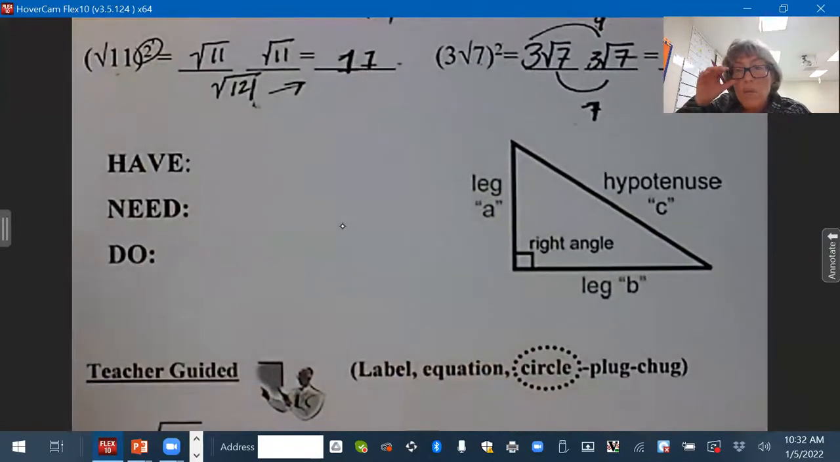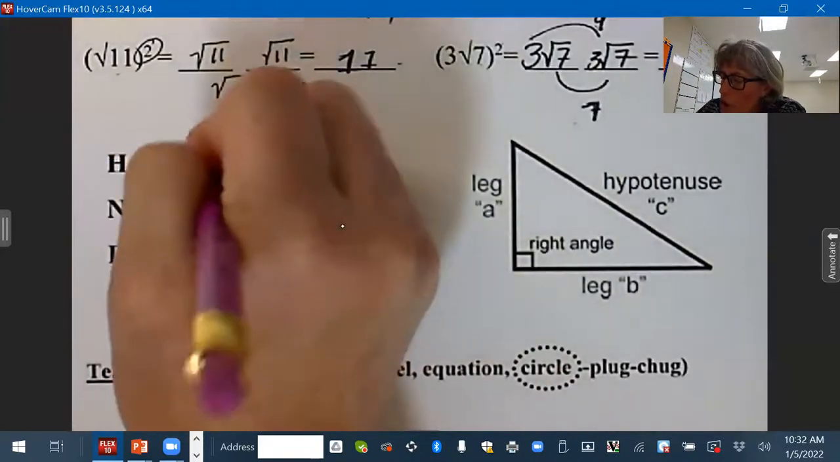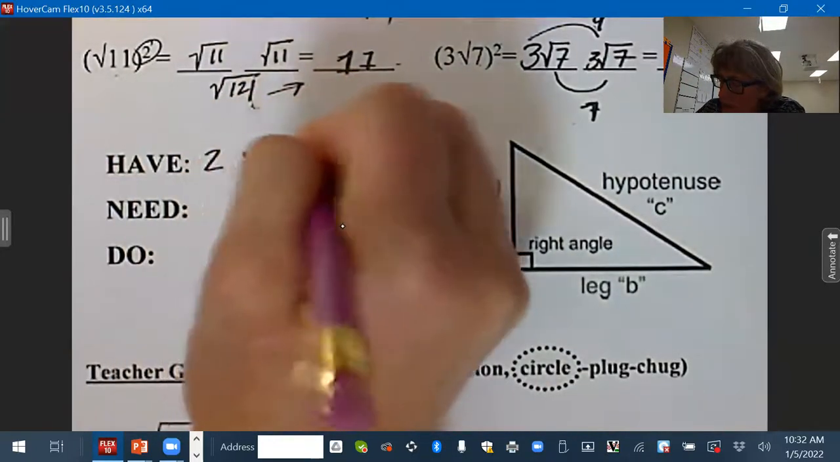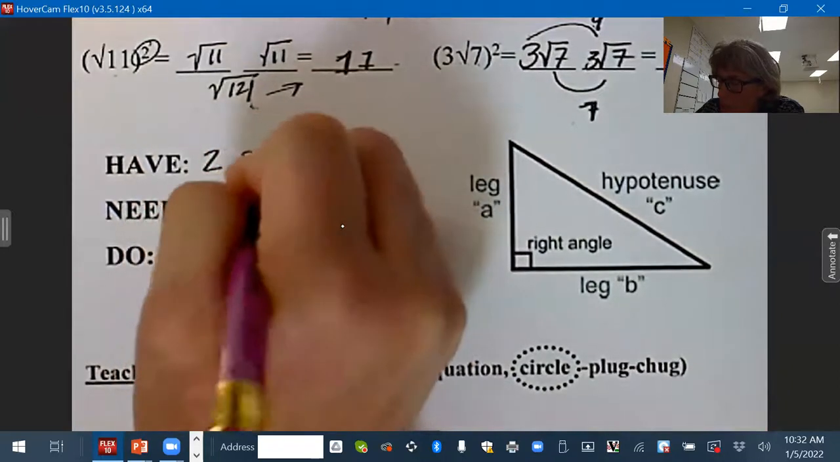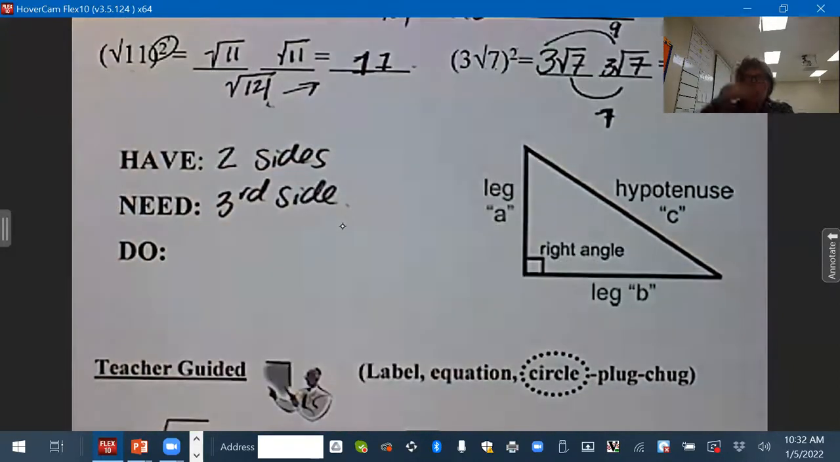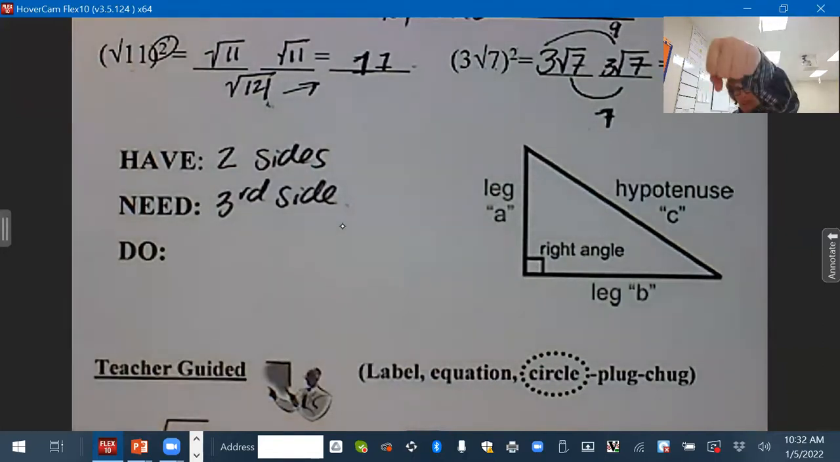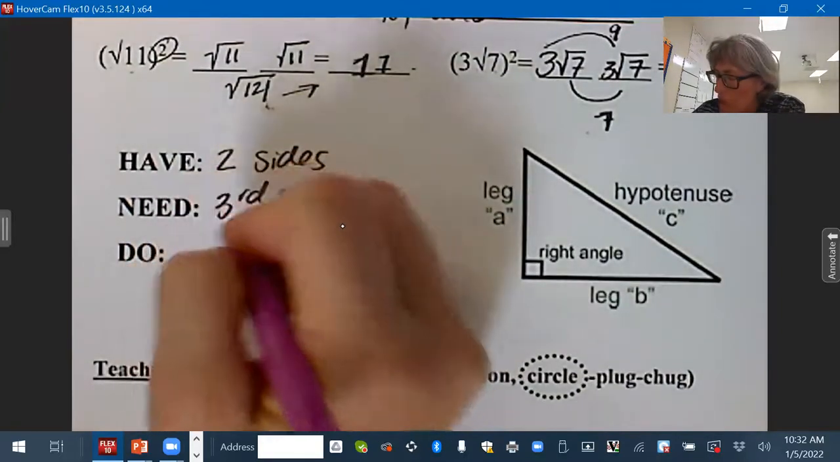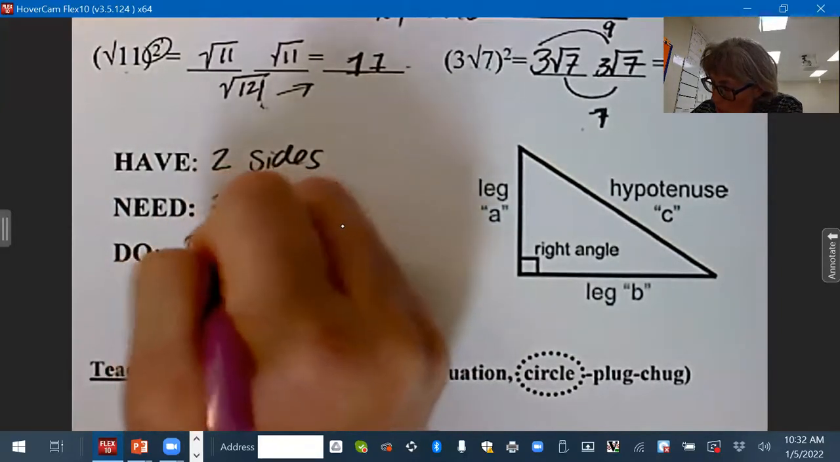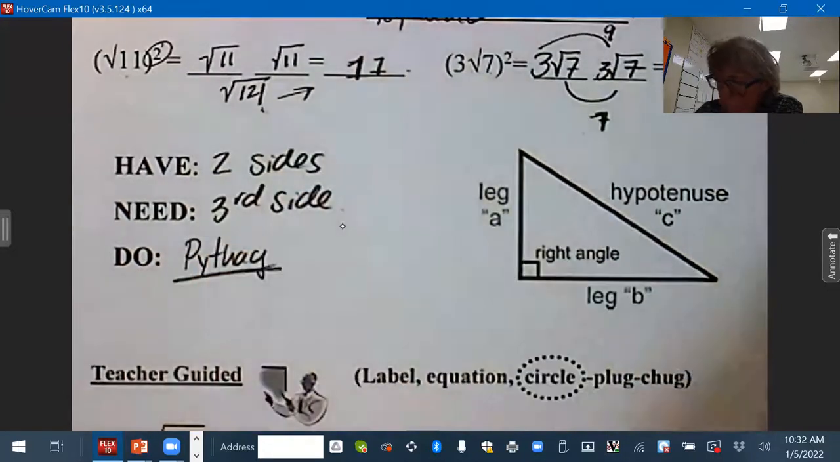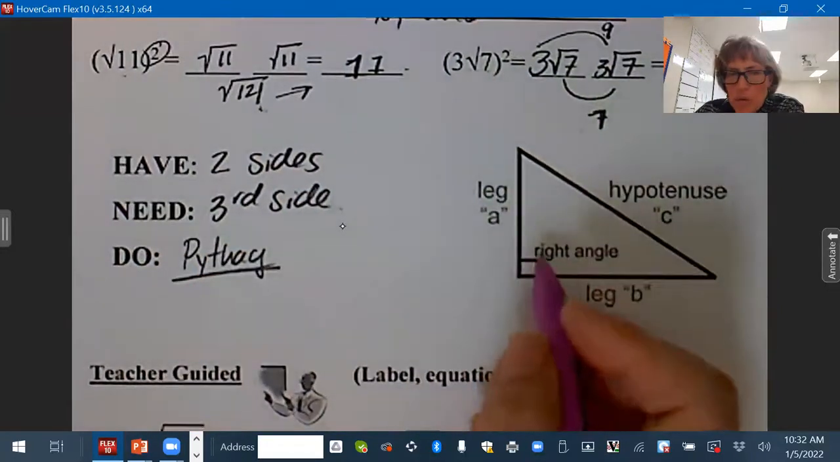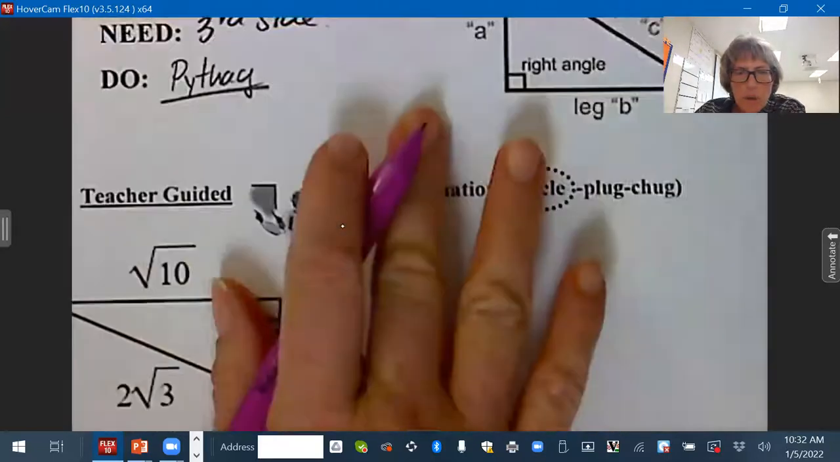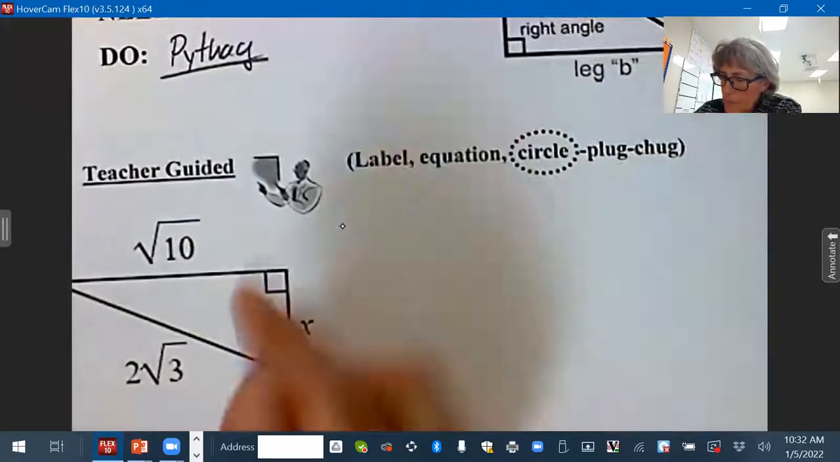Last class, we learned this. If you have 2 sides and you need a third side, you pythag. It's your superpower. Have 2 sides, need a third side, pythag. Like Wonder Twins activate is the analogy. You pythag. It's your superpower. And the way we use that, we're going to do right down here.